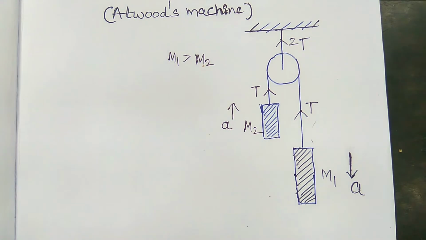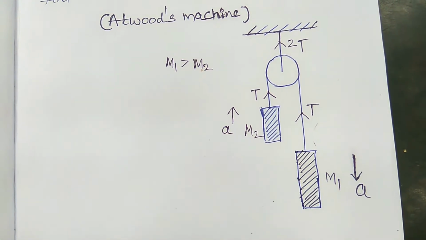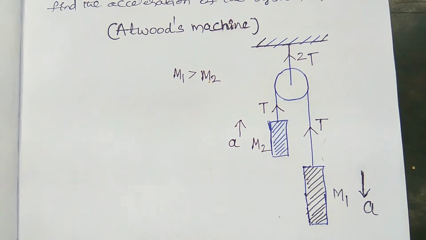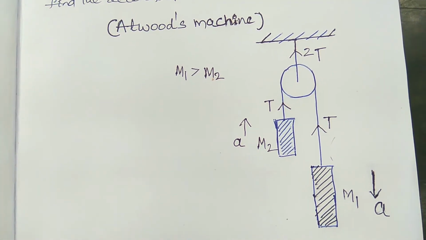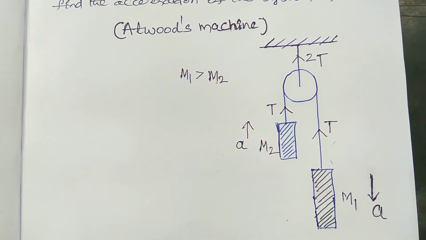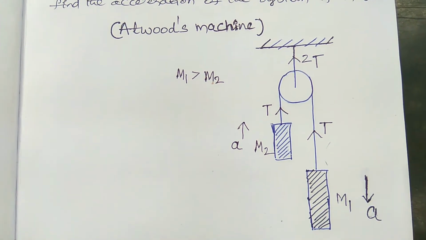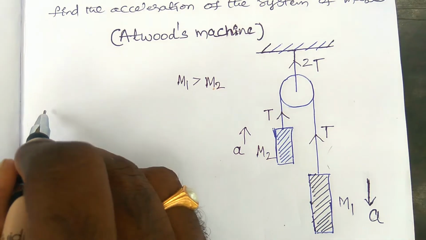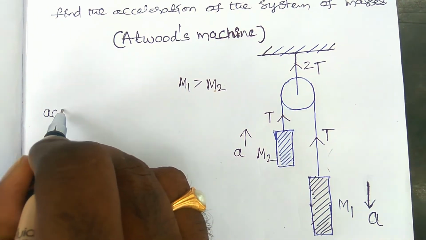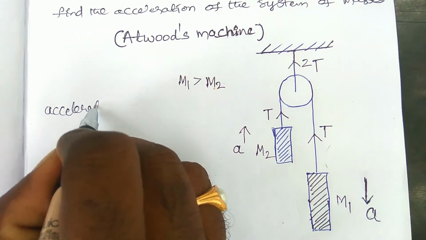Now we have to find the acceleration of the entire system by Newton's laws of motion. How can we find the acceleration? Due to the acceleration, we can find the tension also. Now we have to find the acceleration.